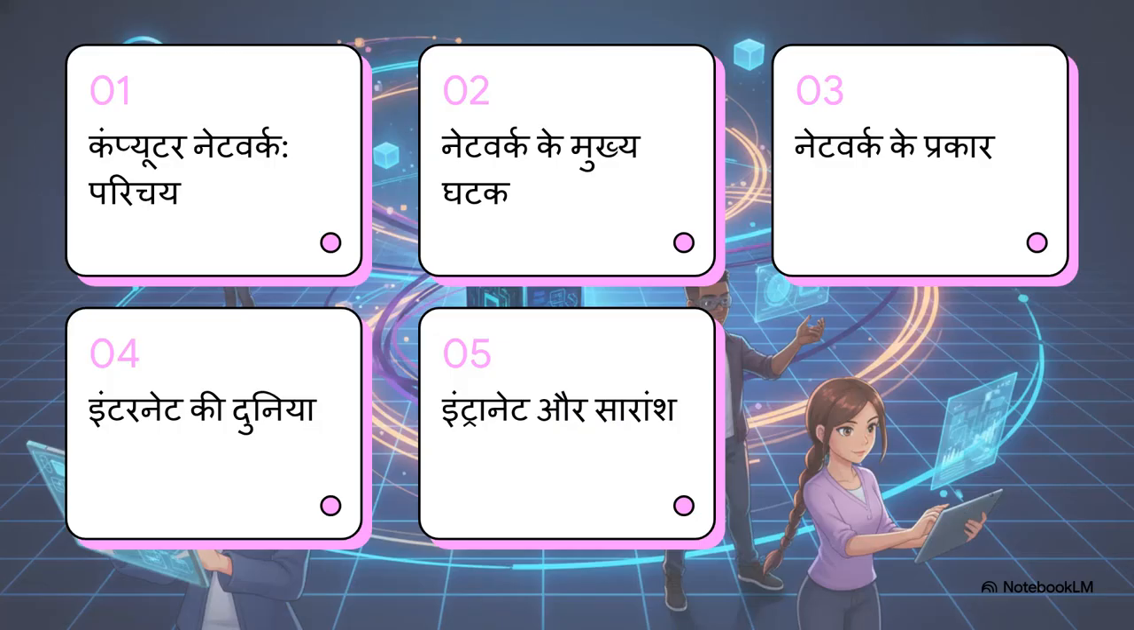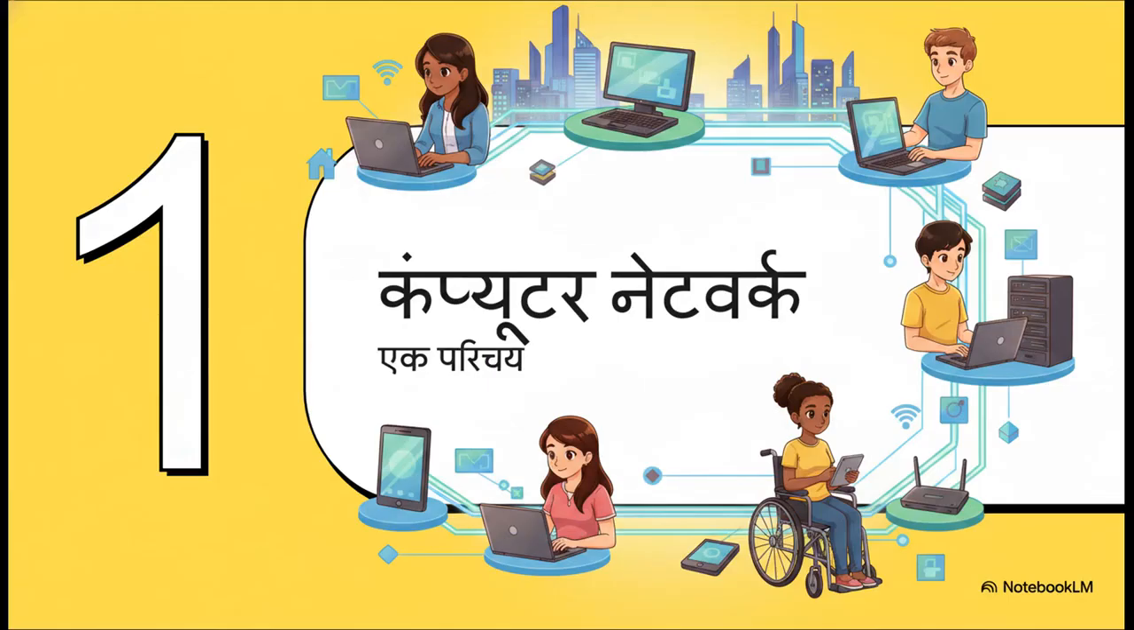Our journey today is broken down into 5 parts. First, we're going to unpack what a network actually is. Then we'll look at the key components that make it all work. After that, we'll explore the different types of networks, from the tiny to the truly massive. Then, we'll dive into the huge world of the internet. And finally, we'll learn about a special kind of network called an intranet and wrap everything up. So, let's get started.